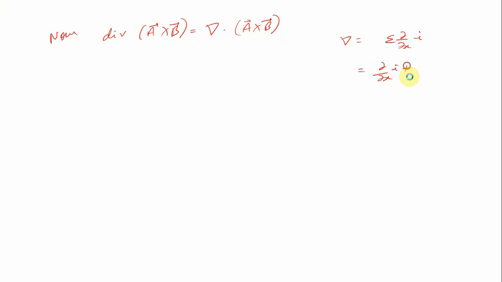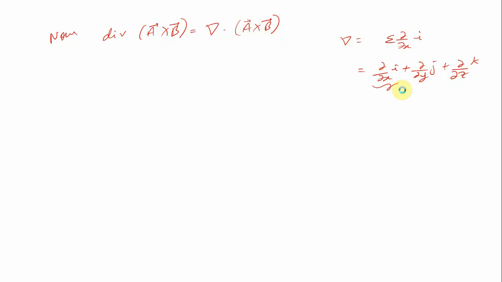A cross B bar, now we'll just see the divergence of A bar cross B bar. So we are going to take del dot A bar cross B bar. A bar cross B bar we have already discussed. Now we just see what is del. This is summation of dou upon dou x i, which is nothing but dou upon dou x i plus dou upon dou y j plus dou upon dou z k.